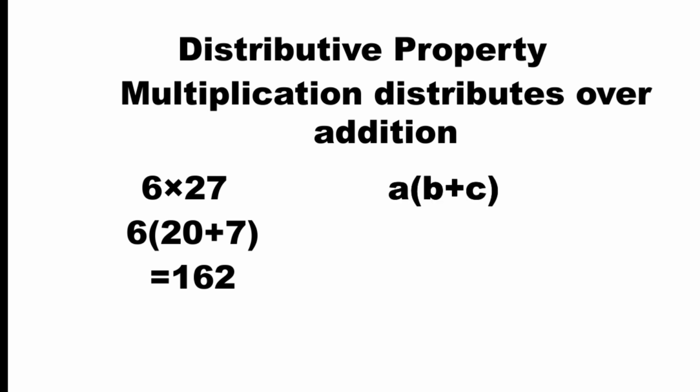So the distributive property is in the form A times quantity B plus C is equal to AB plus AC. That's the distributive property.